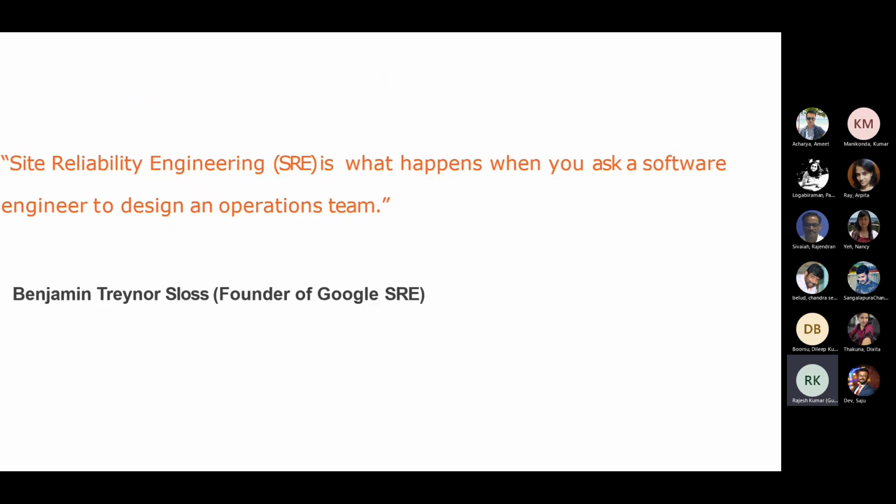Site reliability engineering is what happens when you ask a software engineer, mind it, to design an operations team. Software engineers, those who love to code, you ask them to design the operations team, that is called SRE. This is the extension of operations, which over time would improve. And this is said by Benjamin, who is the founder of Google SRE, in fact.